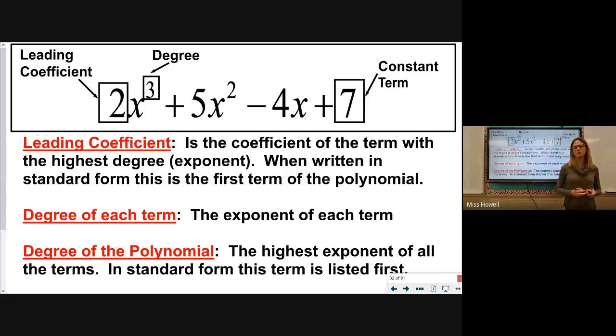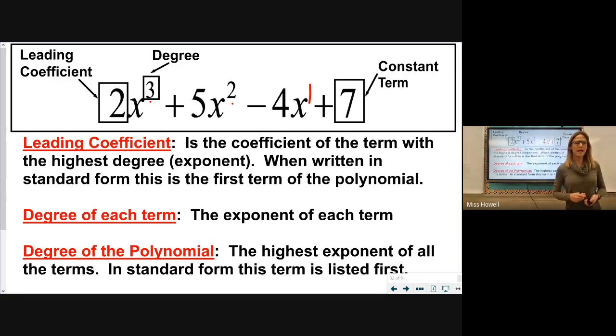Your degree of each term is the highest power on that particular term. So in this problem here, we have a degree of 3, a degree of 2, a degree of 1, and a degree of 0 on the constant term. And what's called the degree of the entire polynomial is which one is the highest, or which one's out front once you put it into standard form. So for this particular example, it has a degree of 3.